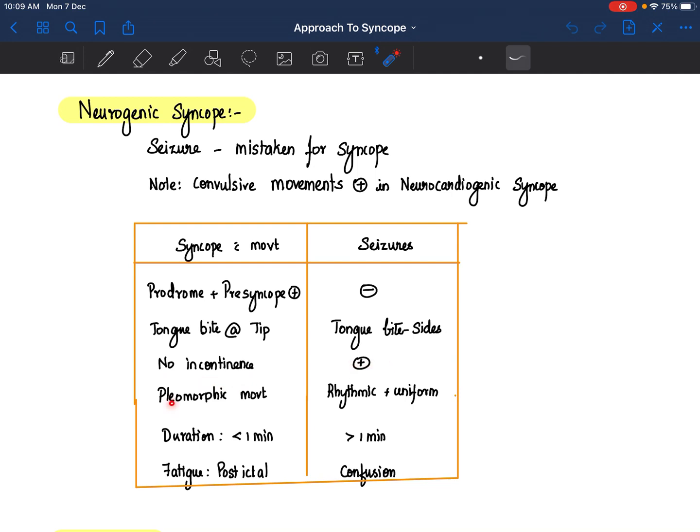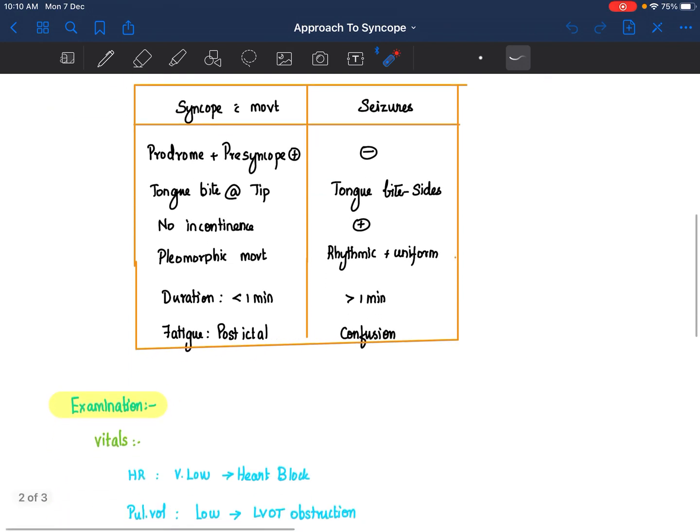The movements are pleomorphic, where you are not able to characterize exactly how the movements were. Whereas in a seizure, it's usually rhythmic and uniform, and it can be reenacted by bystanders who had seen the event. The duration is less than 1 minute in a syncopal movement, whereas it's more than 1 minute in a seizure. Fatigue is the most common so-called postictal phenomenon in syncope, whereas in seizures, during the postictal period, the patient is usually confused rather than fatigued.